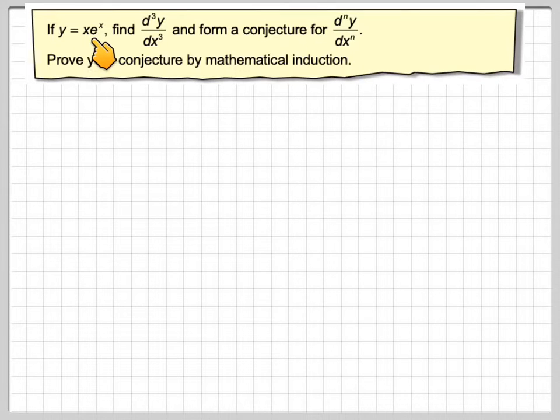If y is equal to x times e to the x, find the third derivative and form a conjecture for the nth derivative. Prove your conjecture by mathematical induction. So we've got y is equal to x e to the x.